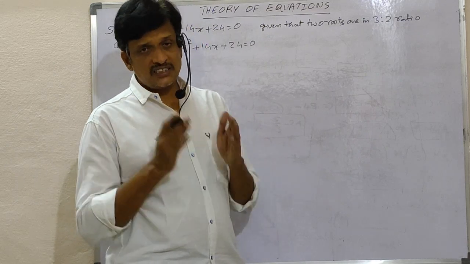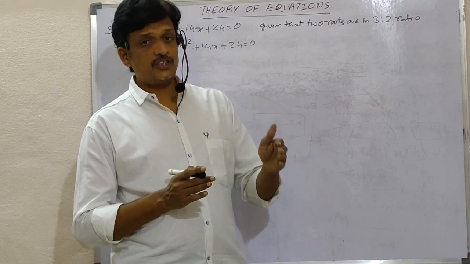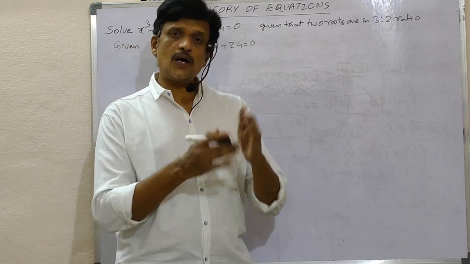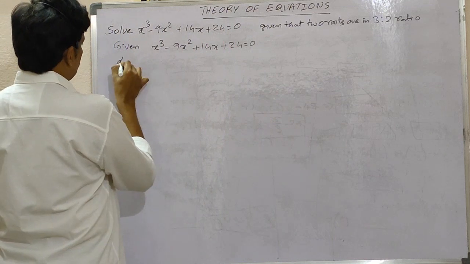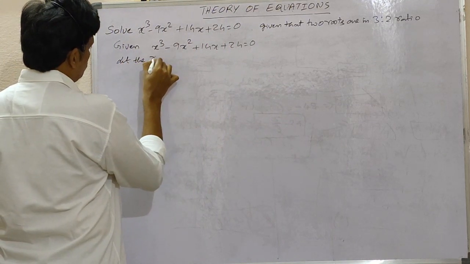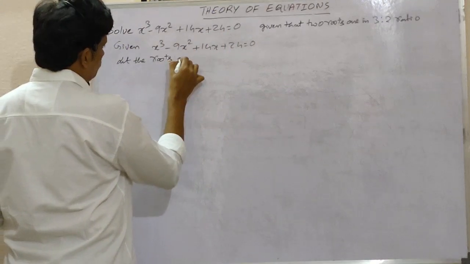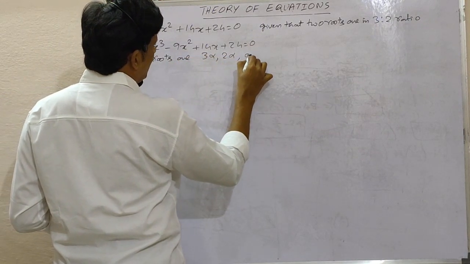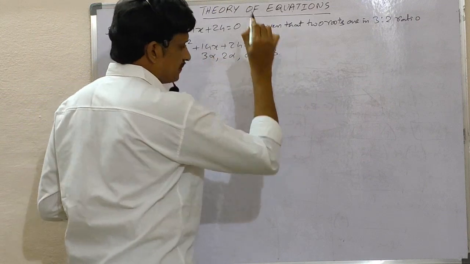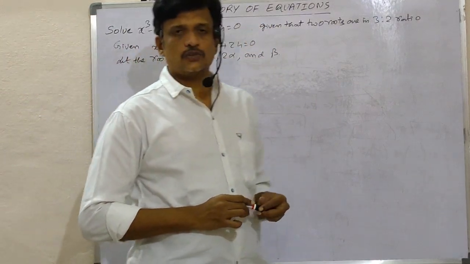Then the first root is 3 times alpha and the second root is 2 times alpha. Then only those two are in the ratio 3:2. So let the roots be 3 alpha, 2 alpha, and the third one is beta. These are the three roots.